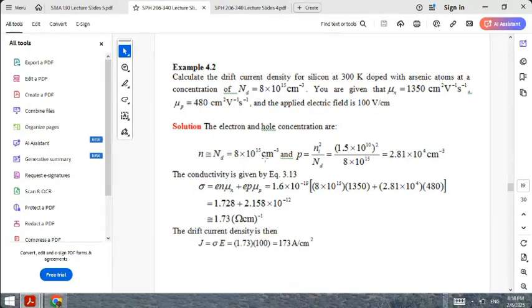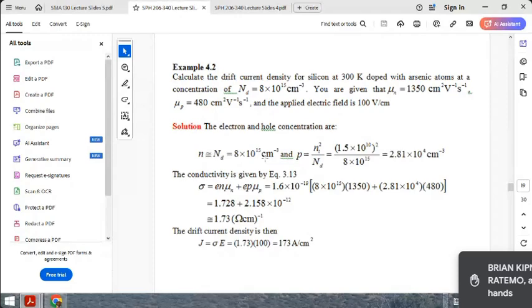So we should be able now to answer this question. Any student who can volunteer to read this? Example 4.2. Any volunteer? Yes, read, please. Read.